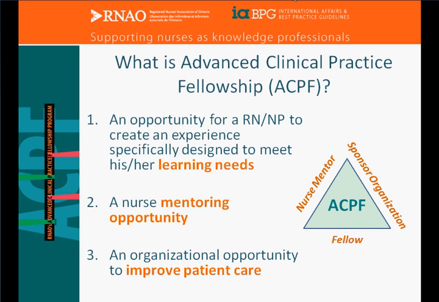So ACPF stands for Advanced Clinical Practice Fellowship, and it's RNAO's fellowship program, which really has 3 main benefits. First, it allows for a unique opportunity for registered nurses and nurse practitioners in Ontario to meet a specific learning need with their organization as well as RNAO support. It fosters a nurse mentoring opportunity because one of the main criteria for this fellowship is that the applicant has to have a mentor that works really closely with them. And finally, it helps the fellow's organization improve patient care by way of educational development of that fellow, which hopefully spreads to the nursing staff.